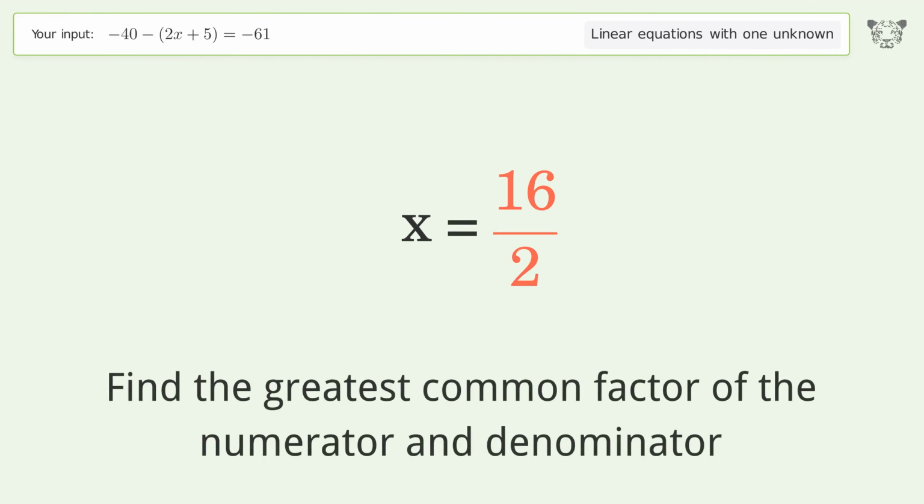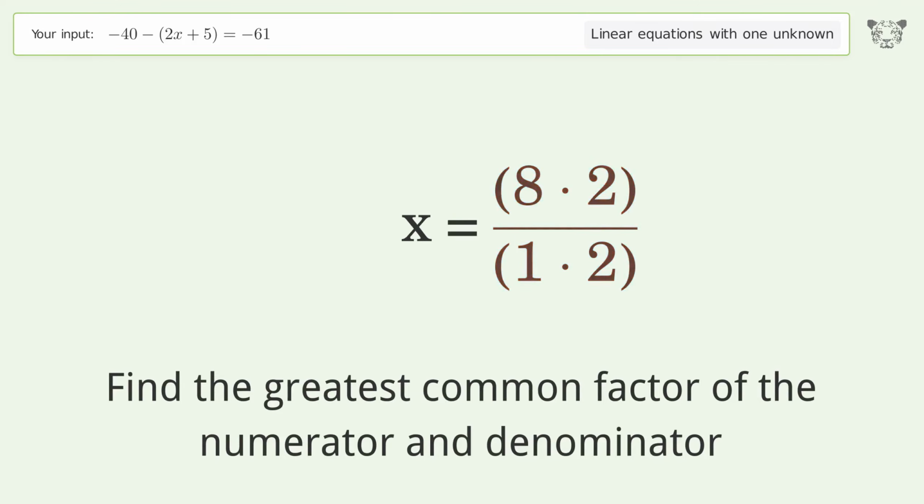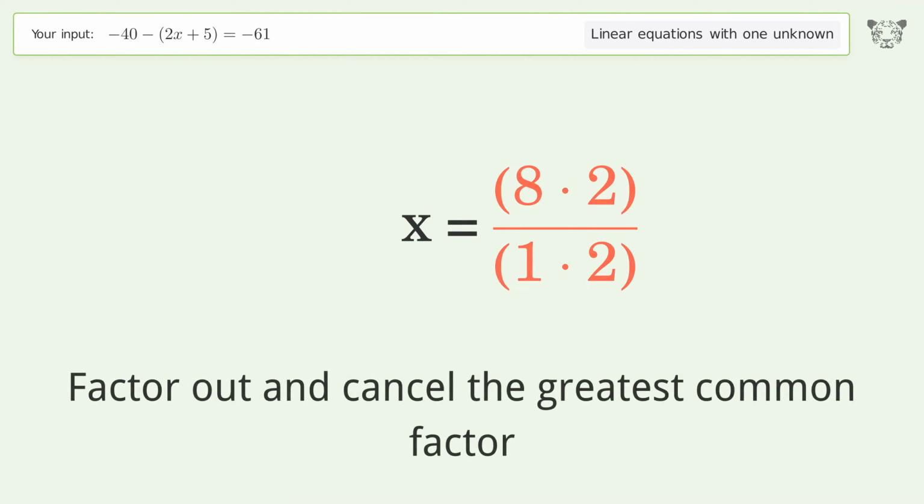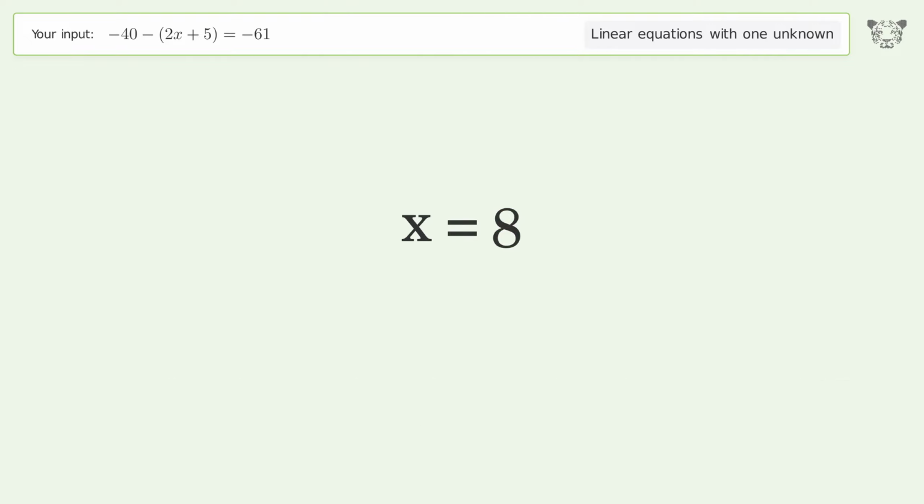Find the greatest common factor of the numerator and denominator. Factor out and cancel the greatest common factor. And so the final result is x equals 8.